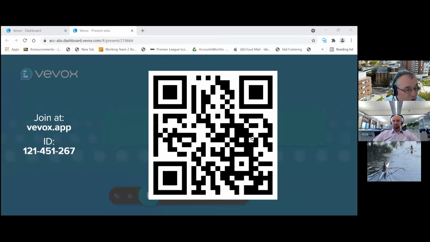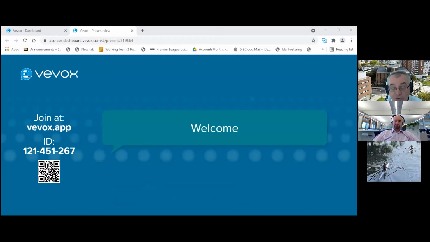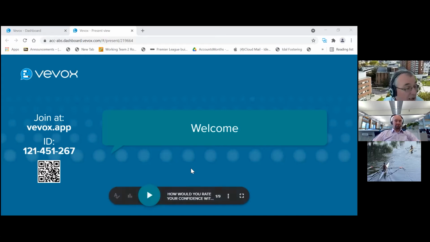You either join by using the QR code, or if I pop in the chat, there is a link. So another way of joining in would be to simply click on the link and it opens up a new web browser on your device. Perhaps while we're in Vivox, it makes sense for me to launch the interactive activity. So here is what we have to join.